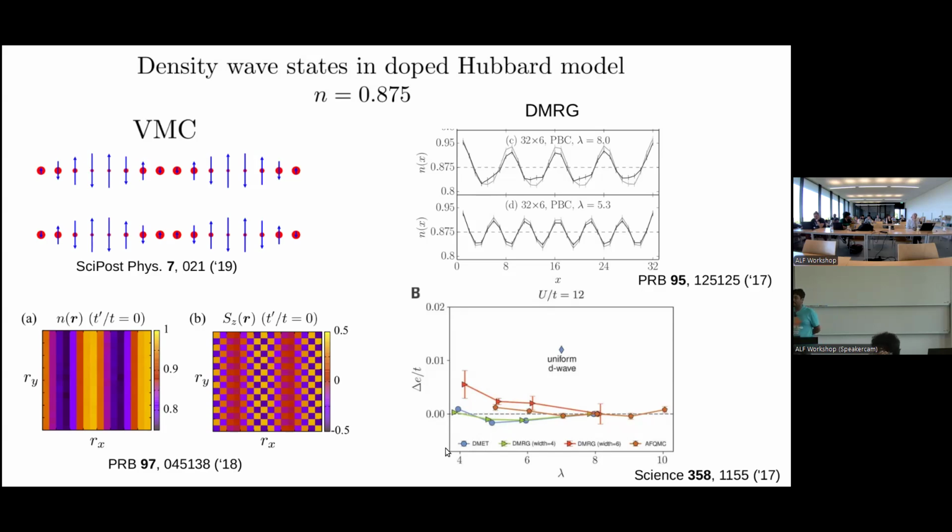So it depends on the initial trial, of course, in the DMRG, that you stabilize different length. So it's kind of like a self-consistent calculation here.